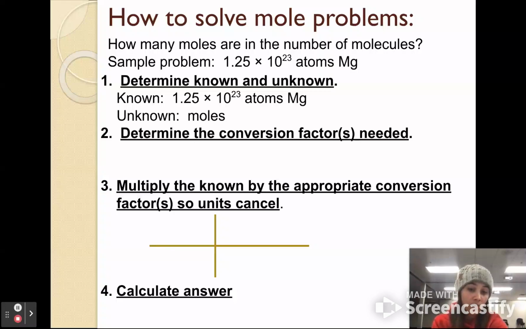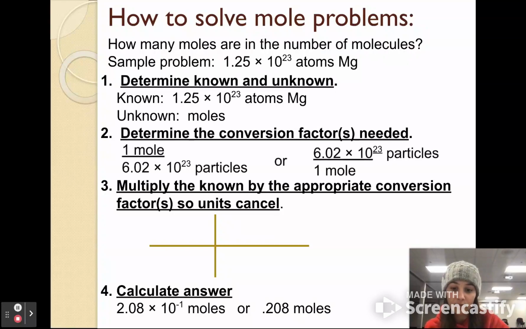And that is equal to 1 mole. So I can put 1 mole at the top next to 1.25 times 10 to the 23rd. However, your atoms need to be diagonal to each other. Don't put them up and down. They need to be diagonal to one another. So moles need to go on top, and 6.02 times 10 to the 23rd needs to be on the bottom. After I have that written out, my atoms will cancel and I'll be left with moles.